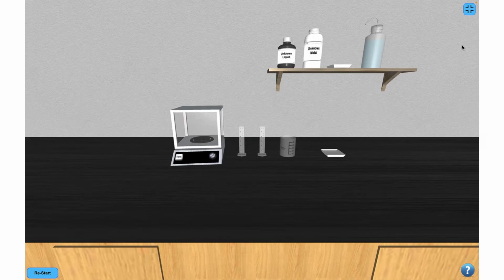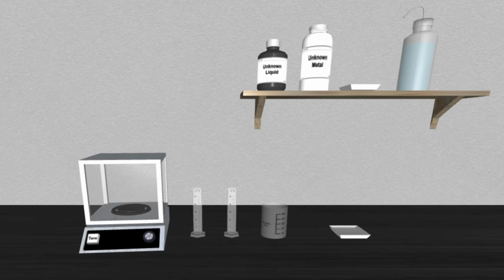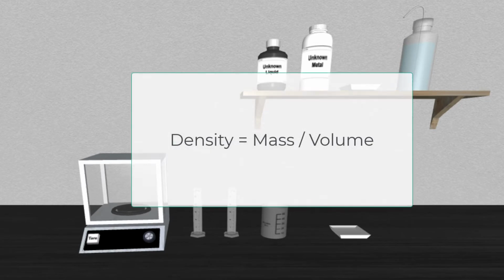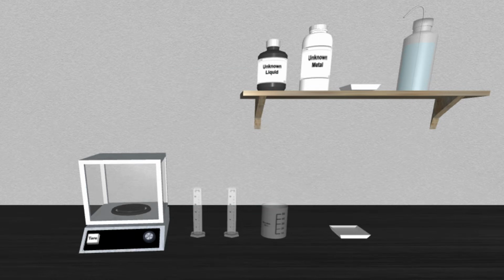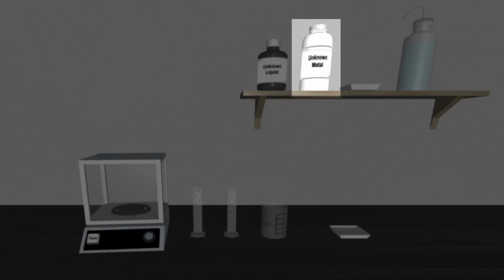In this simulation, we're going to explore the concept of density. Density is defined as the amount of mass per unit volume, and we often express it in terms of gram per milliliter. In this experiment, we will determine the density of both an unknown liquid and a solid.